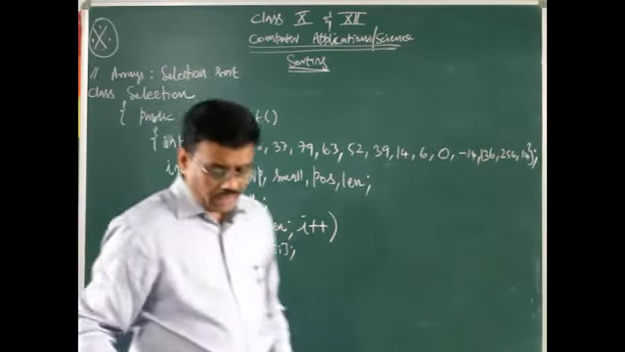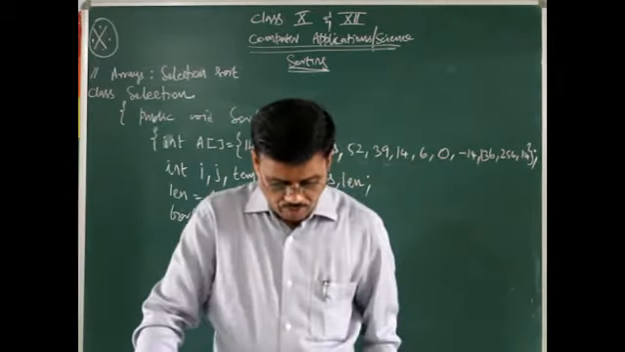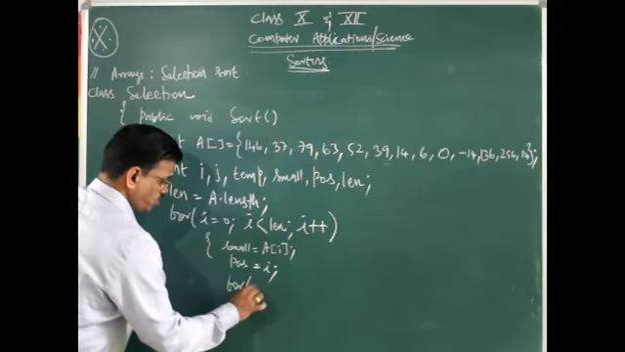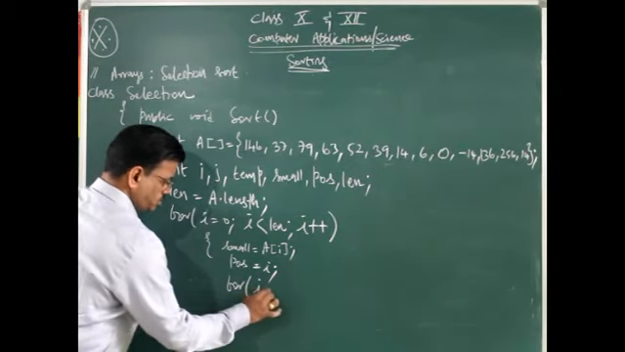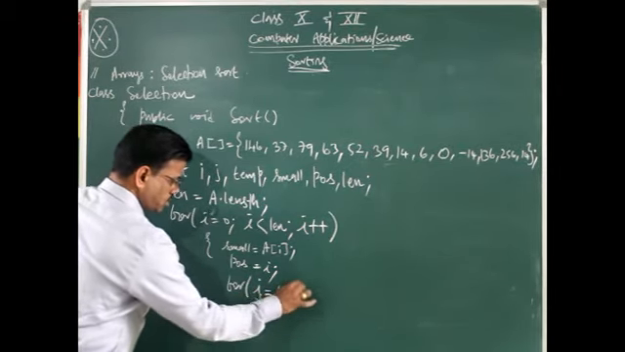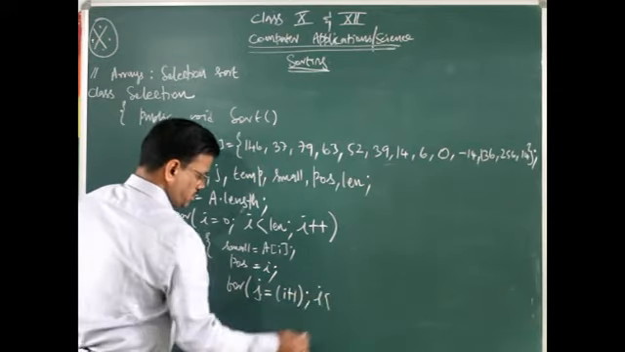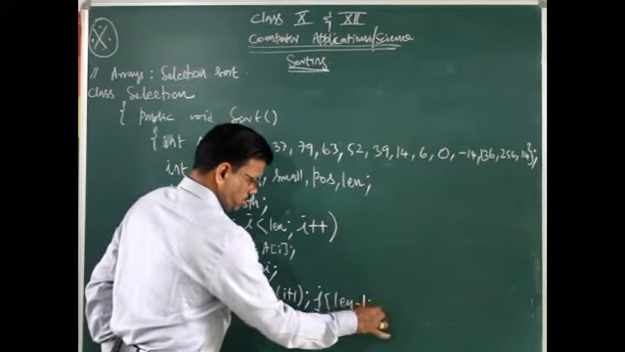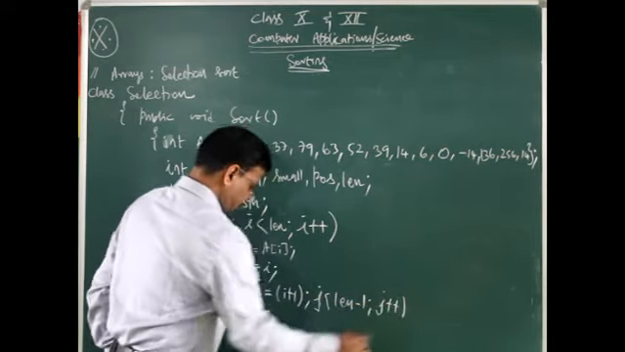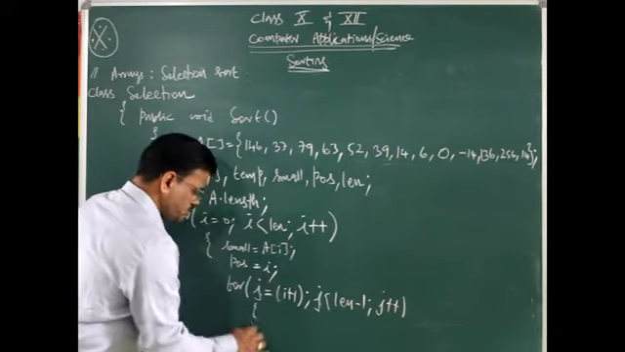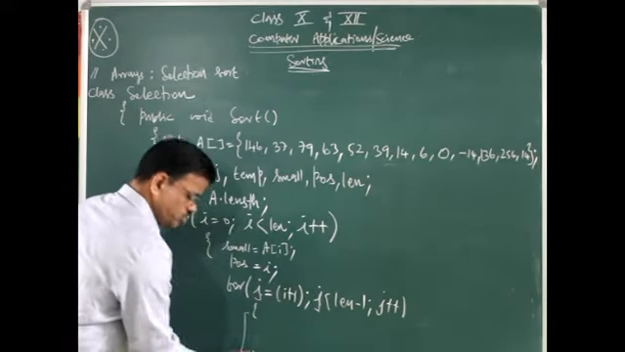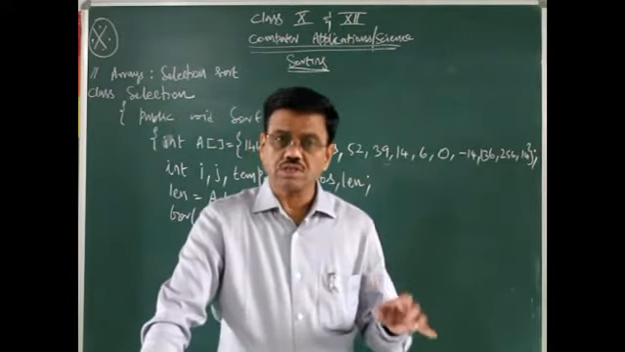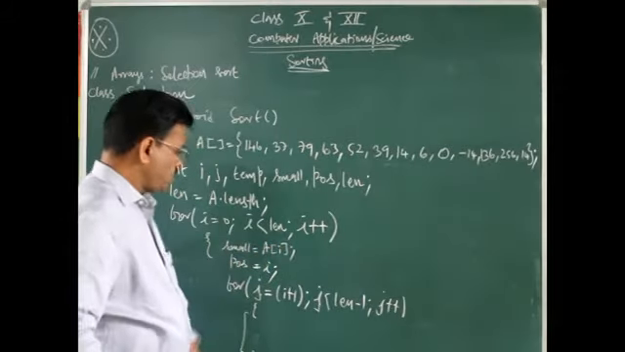Now I begin one more loop: for J is equal to I plus 1, J will be less than length minus 1, J plus plus. This is the crucial statement which I am going to do. These four statements are very, very important.